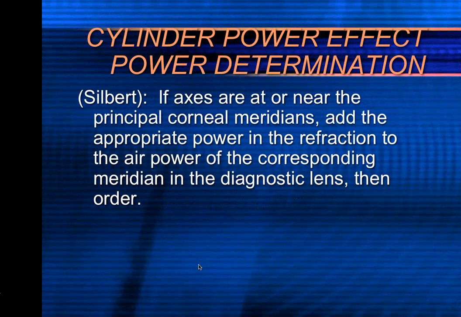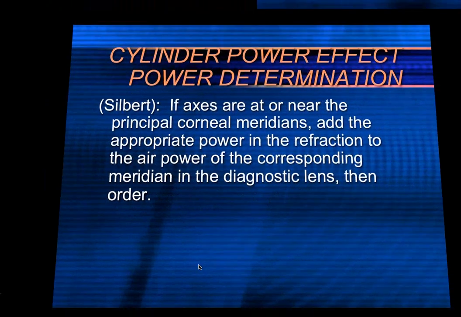It's after Joel Silbert, who's one of our great clinicians in the country, and he wrote a beautiful chapter in a project Barry Weissman and I were involved with many years ago, and he explains cylinder power effect. If you read this, it tends to be a little complicated, and I promise you I'll translate it in just a minute. But it's the first time I heard that, and it really made it easy for me to think about coming up with the powers for patients in this scenario. So he says if the axes are at or near the principal corneal meridians, add the appropriate power in the refraction to the error power of the corresponding meridian in the diagnostic lens, and then order.